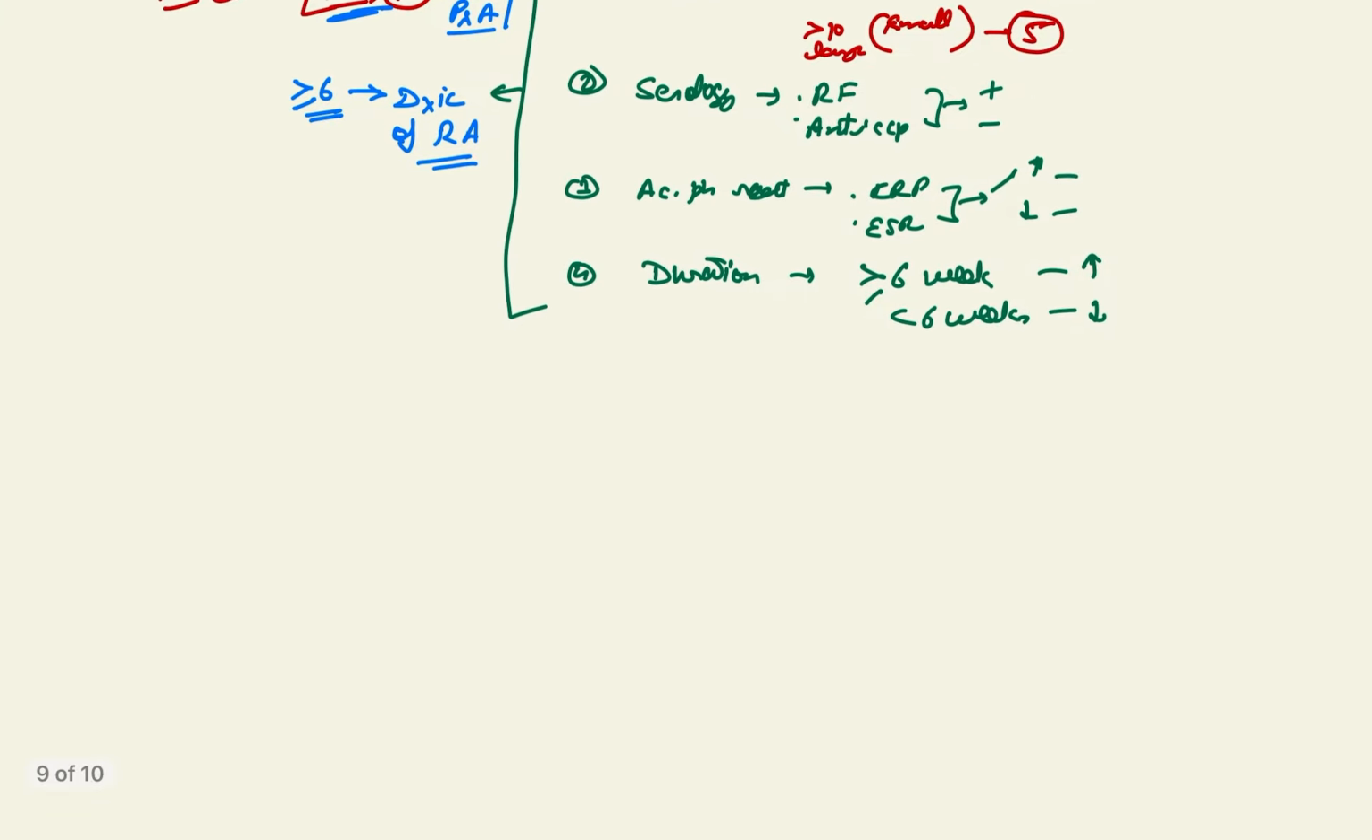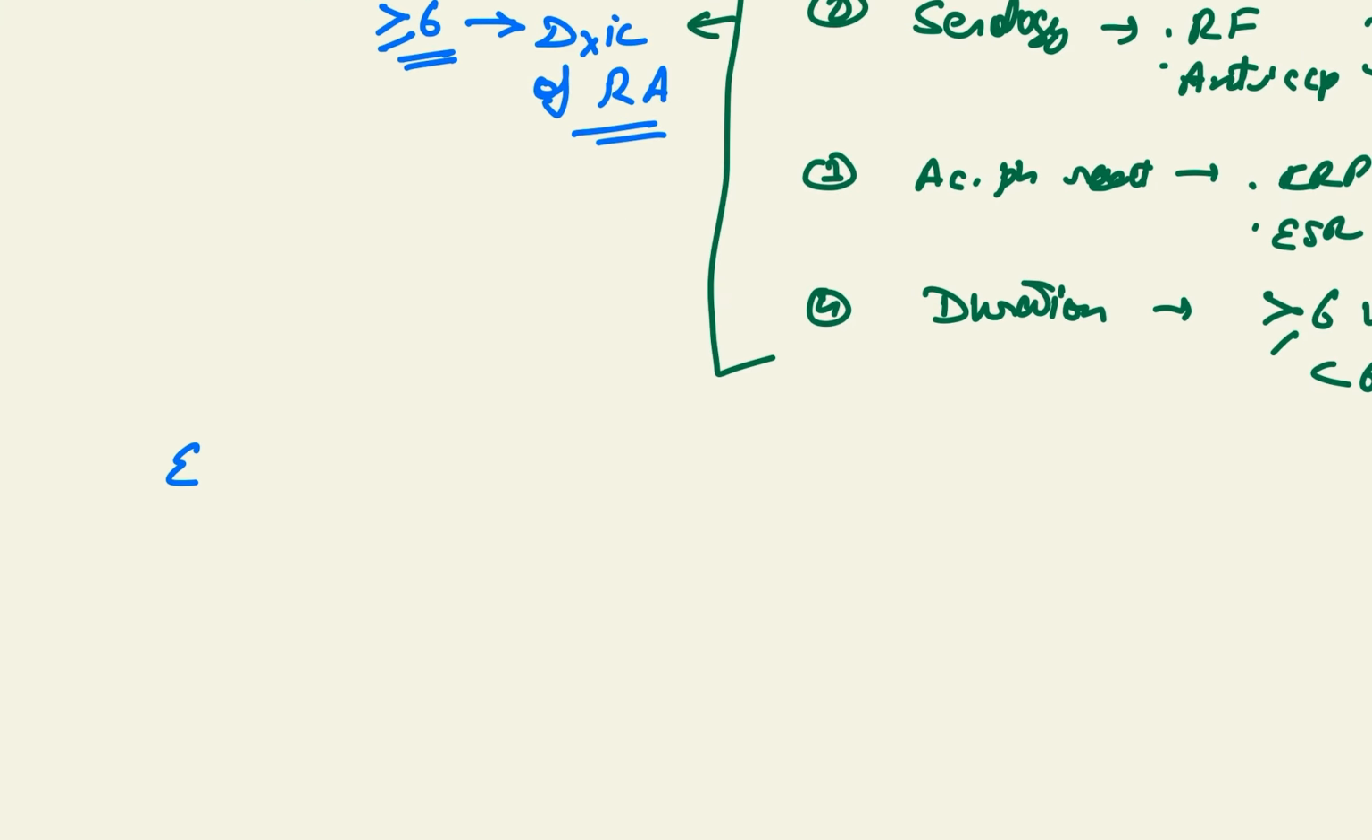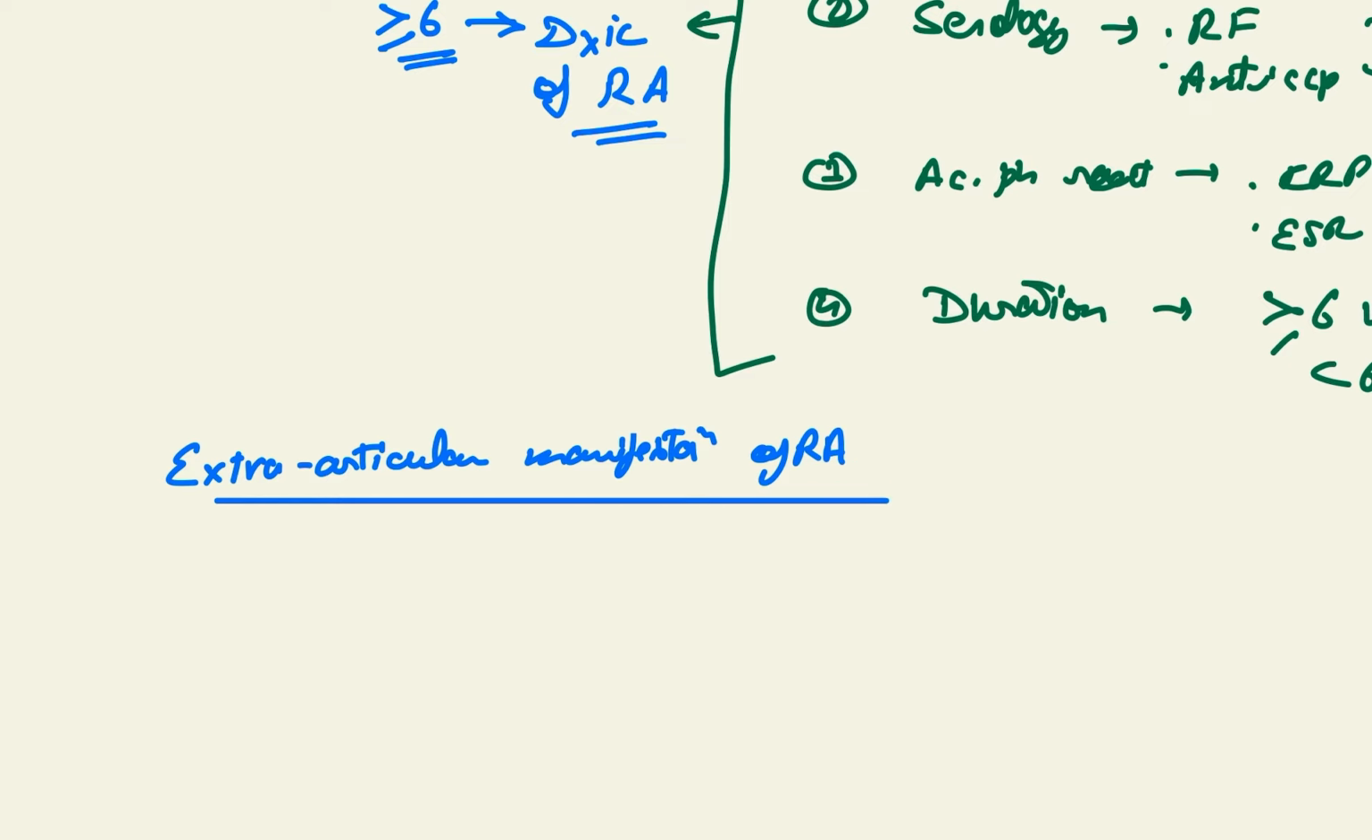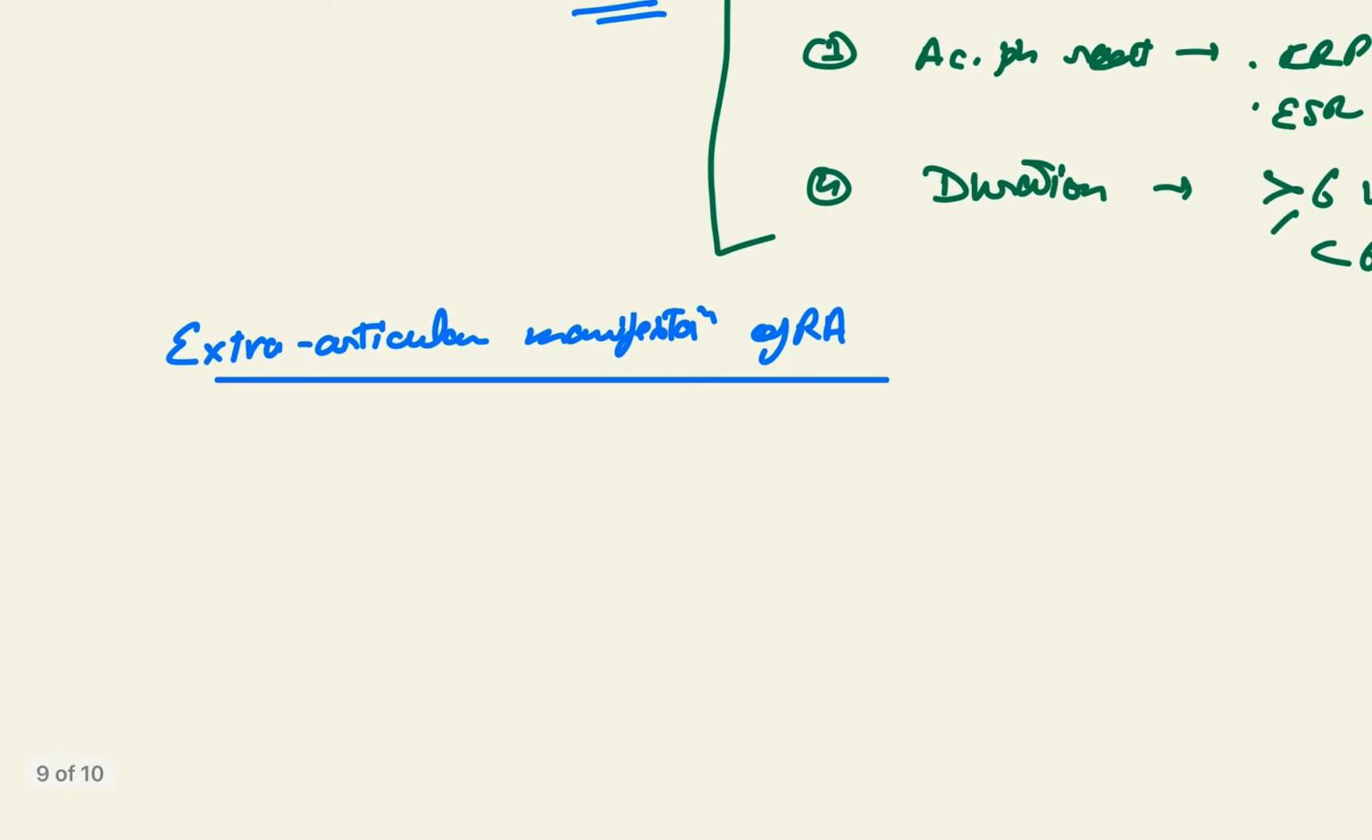Now there are some extra articular manifestations which are sometimes felt by the patients, and this is the most common question that has been asked in the various entrance examinations also: what are the various extra articular manifestations of RA? Because rheumatoid arthritis is an autoimmune disease, it involves many extra articular organs also. Like, if it involves the eyes, it produces the sicca symptoms, that is a dryness of the eyes, the conjunctivitis, the keratitis kinds of things.